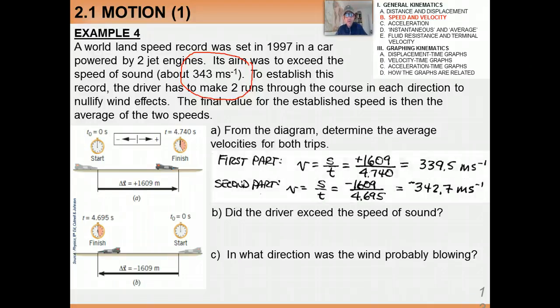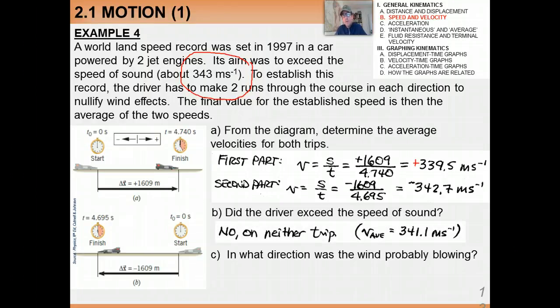Okay, so pretty straightforward. The first part, I got positive 339.5 meters per second. And for the second part, I got negative 342.7. Okay, so you can verify those numbers. The driver did not exceed the speed of sound because he didn't break 343 meters per second as the speed on either trip. And the average of these two would be 341.1, okay?